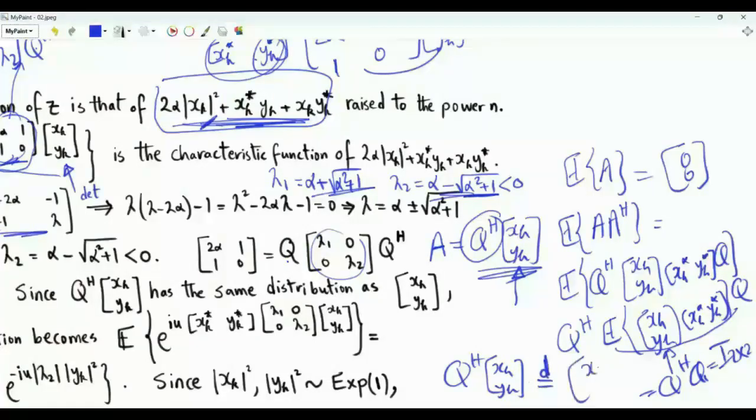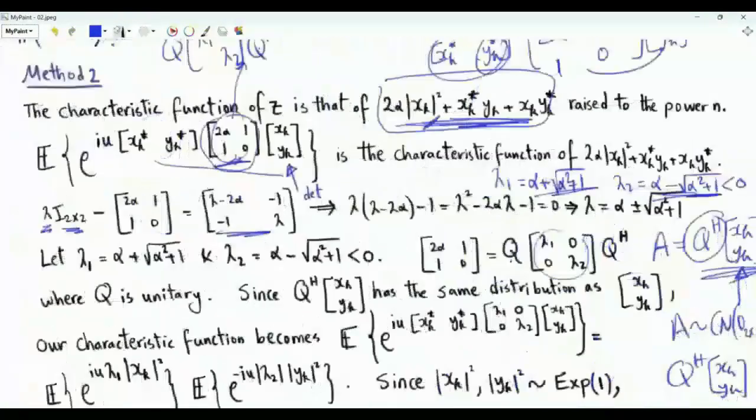equal in distribution to the vector itself. A, which is Q Hermitian times this vector, is simply CN(0, I), 2 by 1 and then 2 by 2. The characteristic function is an expectation. It depends on the distribution.